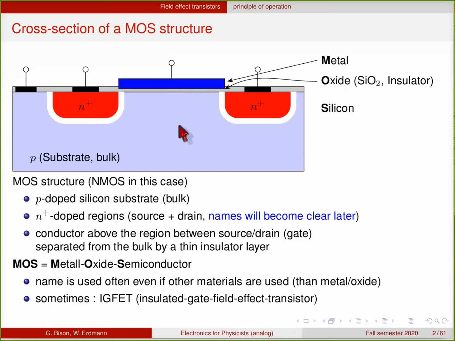Sometimes more correctly, this type of transistor is called an IGFET, or insulated gate field effect transistor, but not many people use this acronym, and we'll just call it MOS transistor here also.